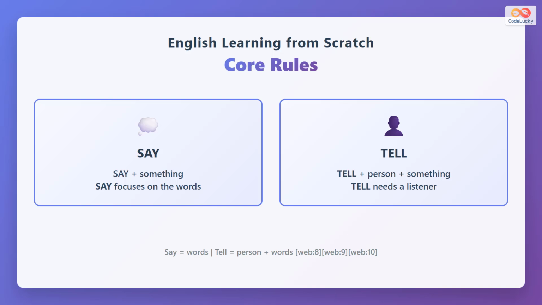The verb say is used with something to express the words spoken without specifying who hears it. The verb tell requires a person or listener after it. When you say something, you focus on the words. When you tell someone, you specify who you are speaking to.